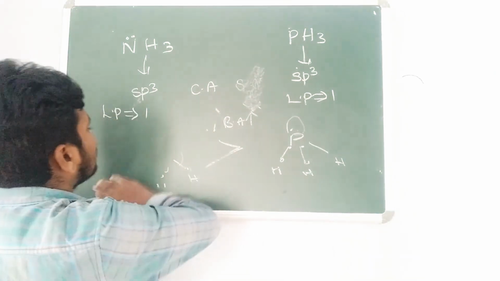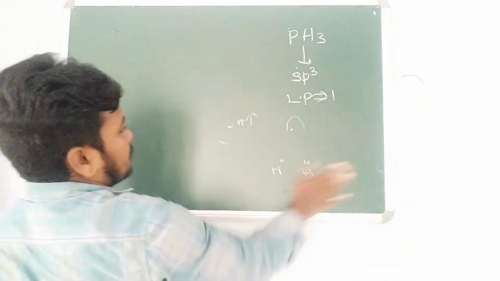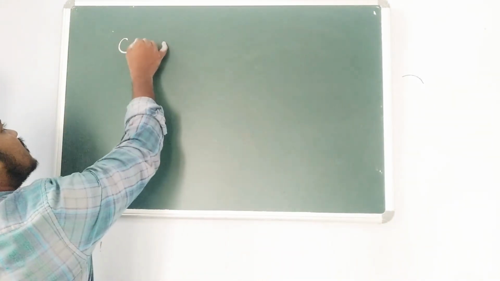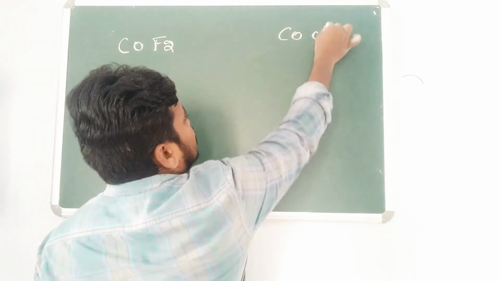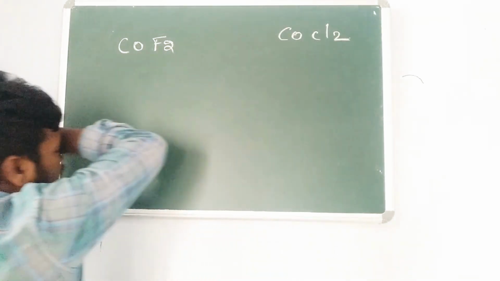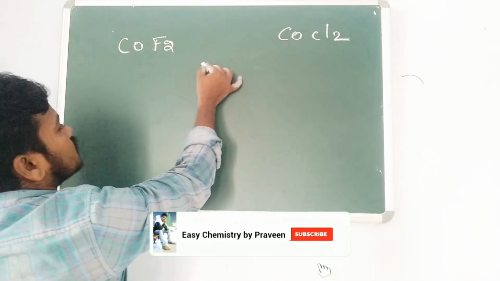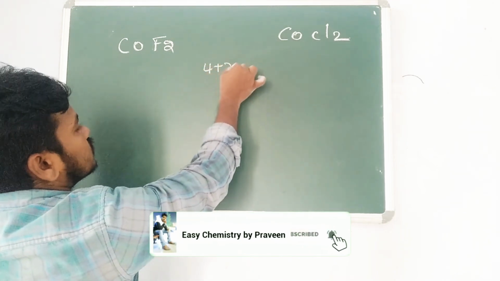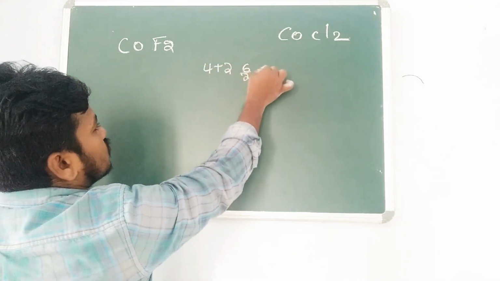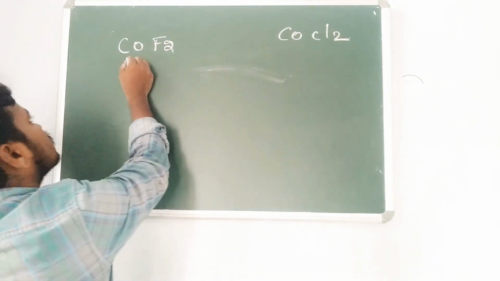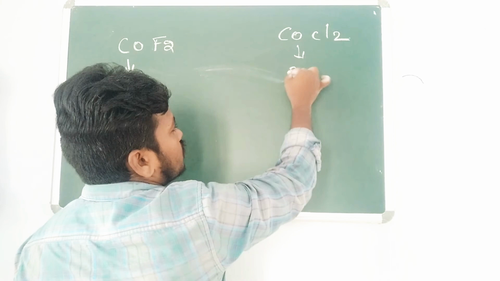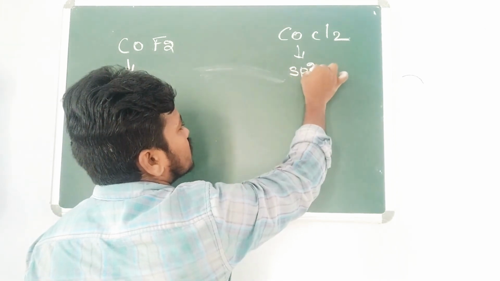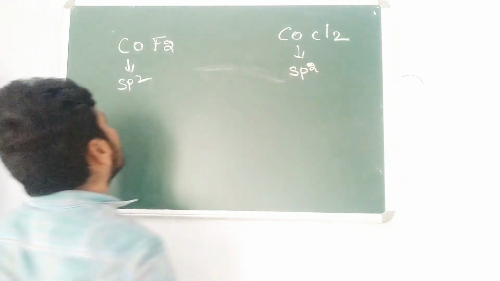So second example, if you see, a different example we will take: COF2 and COCl2. So here if you want to find out the hybridization, carbon 4, fluorine 2, 6 by 2 is equal to 3, which is sp2. So hybridization is sp2. I will give the link for hybridization, because if I explain hybridization the video will be lengthy.